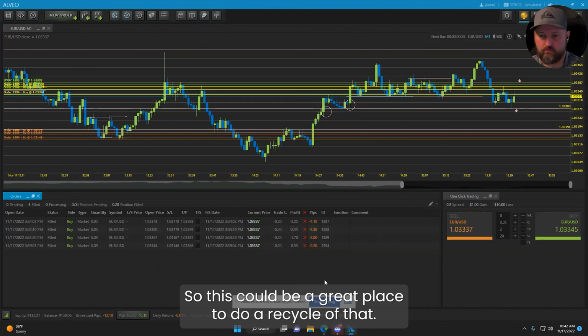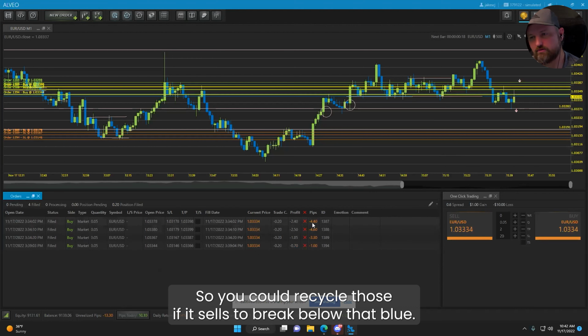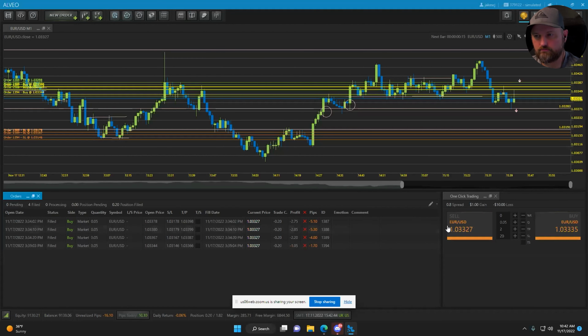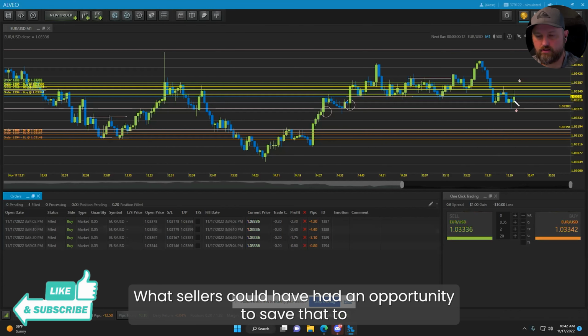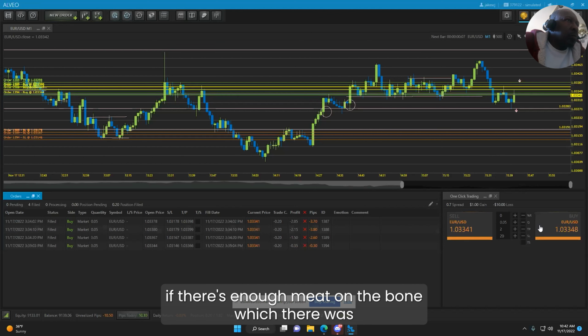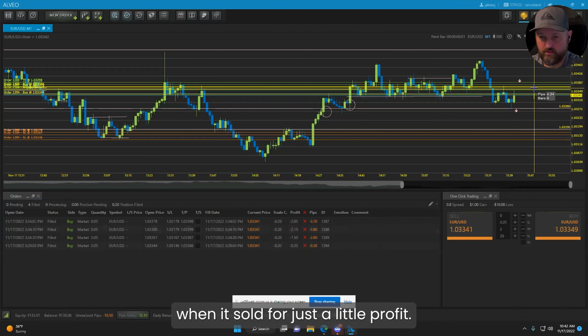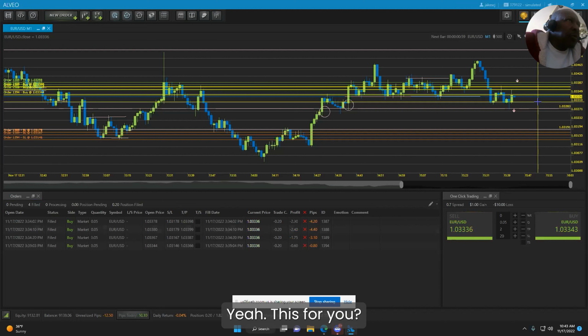So this could be a great place to do a recycle of that. You could recycle those if it fails to break below that blue. But sellers could have had an opportunity to fade that candle on that coming here, if there's enough meat on the bone, which there was. So if you were looking for a sell, you could have faded that candle when it stalled for just a quick little profit. Yeah, there's 4.